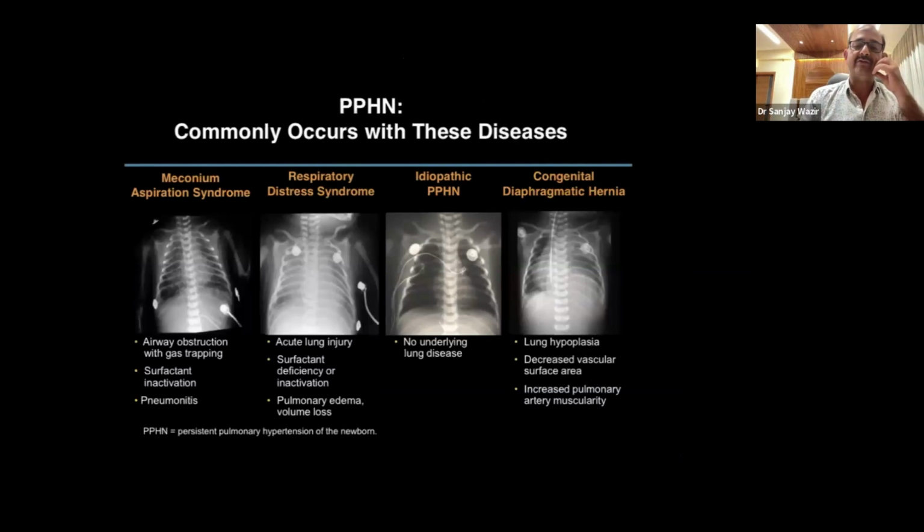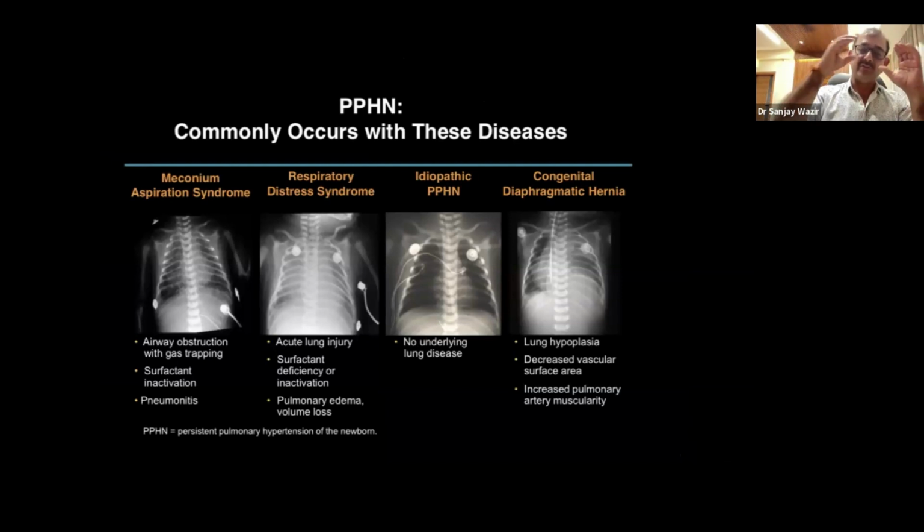Now, PPHN. One thing we need to understand is that PPHN happens either because of a lung disease, or PPHN happens without a severe lung disease. Like you see in the third picture, which is an idiopathic PPHN. We don't know why; it could be meconium, it could be anything, but the child went into what is so-called a black lung PPHN.